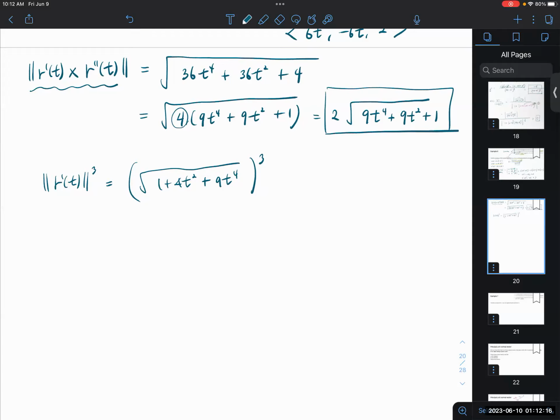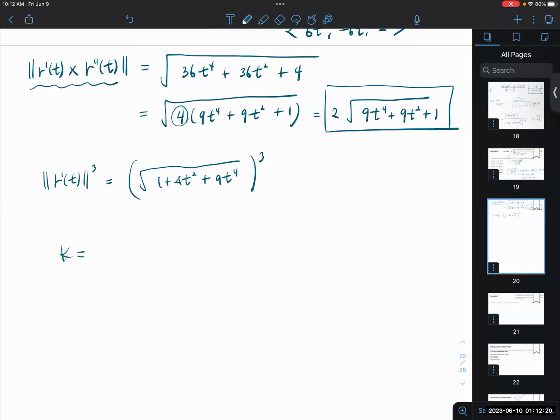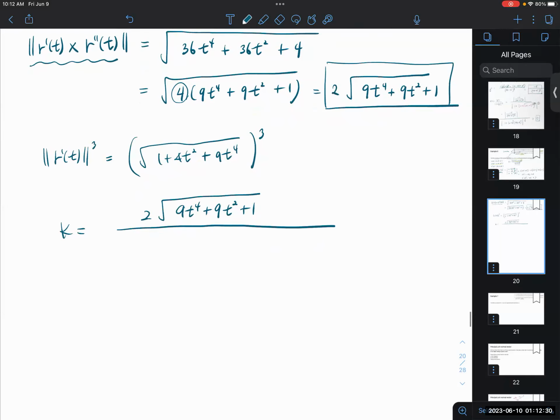And then let's rewrite it. K is 2 radical 9t to the second plus 1, and then over 1 plus 4t to the second plus 9t to the 4, to the third power.